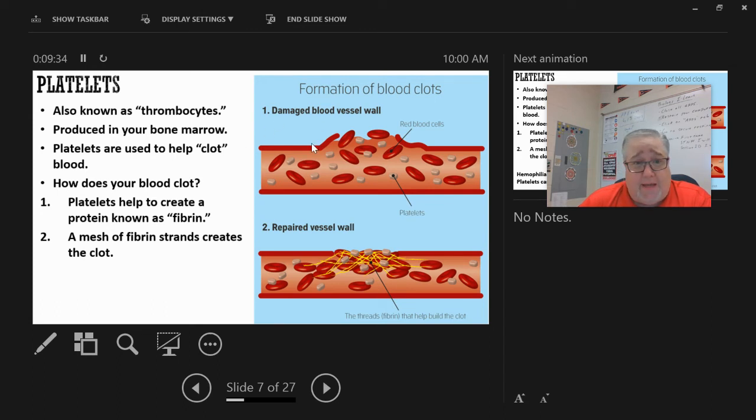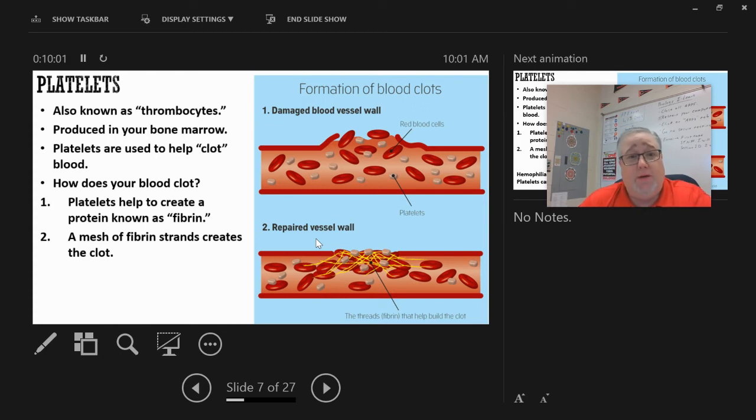So for example, let's say here we have a damaged blood vessel, right? And that blood vessel is broken for whatever reasons. You get a paper cut or whatever. When you cut yourself, obviously that blood is going to flow out of the vessel. But it's the platelets' job, it's the thrombocytes' job to actually kind of seal up that wound, so that the blood will stop flowing out.